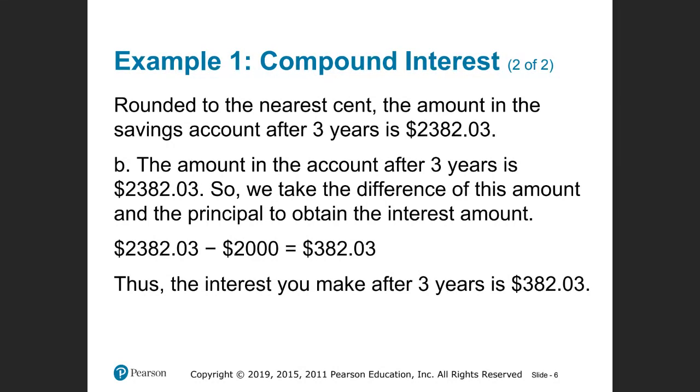So that is repeated on this slide. The amount in the account after 3 years is $2,382.03. We take the difference between this amount and the principal to obtain the interest. So $2,382.03 minus your $2,000 that you started with indicates that the interest for the 3 years is $382.03.